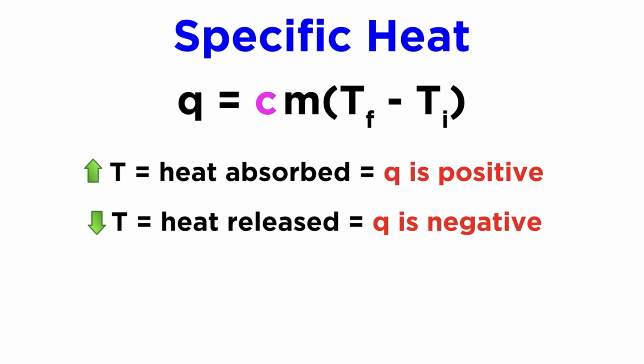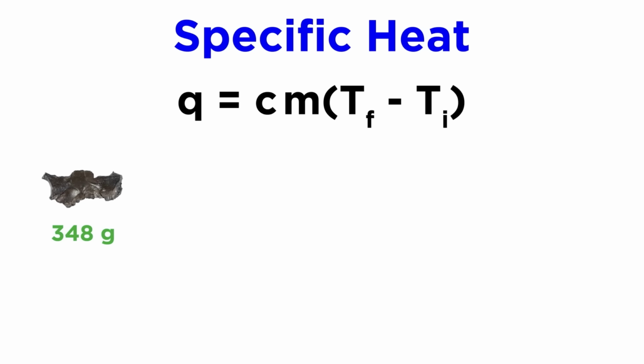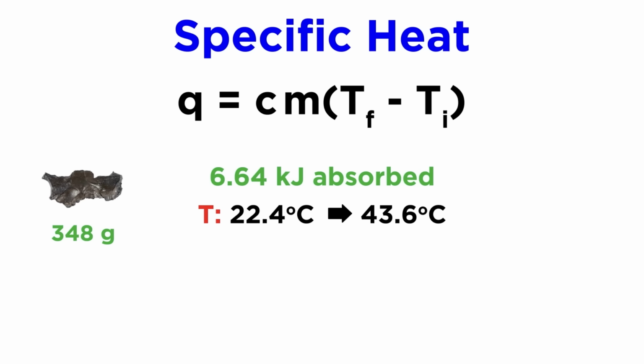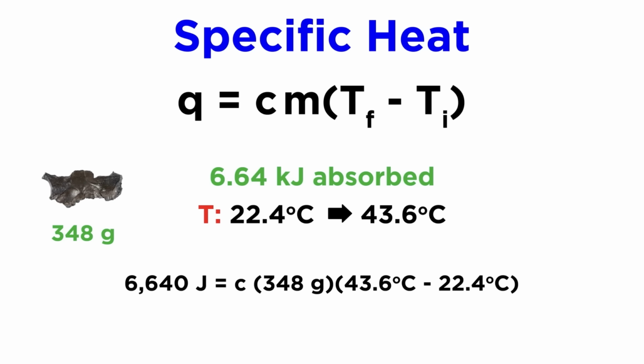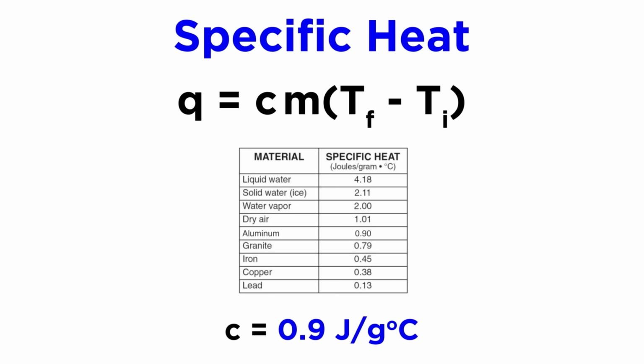Let's see if we can calculate the specific heat of a substance. A piece of unknown metal weighs 348 grams. After absorbing 6.64 kilojoules of heat, its temperature went from 22.4 to 43.6 degrees Celsius. What is the specific heat, and what substance is it likely to be? Let's use our equation for specific heat and plug in all the known values. We should get an answer of 0.9 joules per gram degree Celsius. Looking back at our table of specific heats, it seems likely that this sample is a piece of aluminum. So specific heat data is very useful for identifying unknown substances.